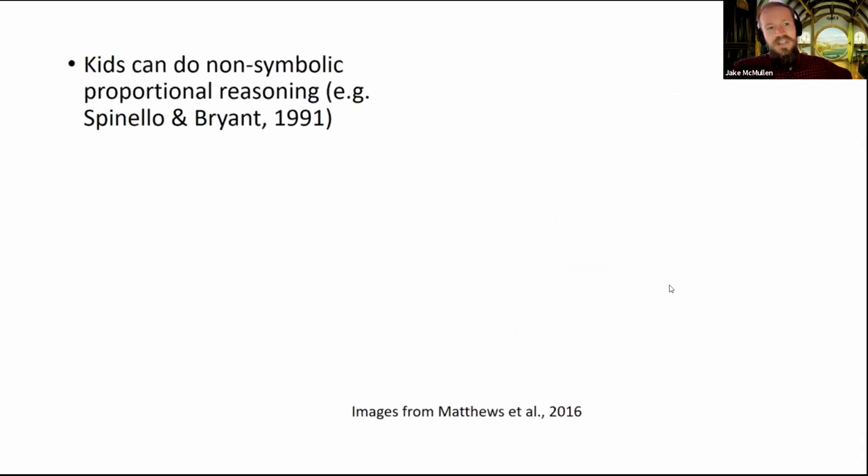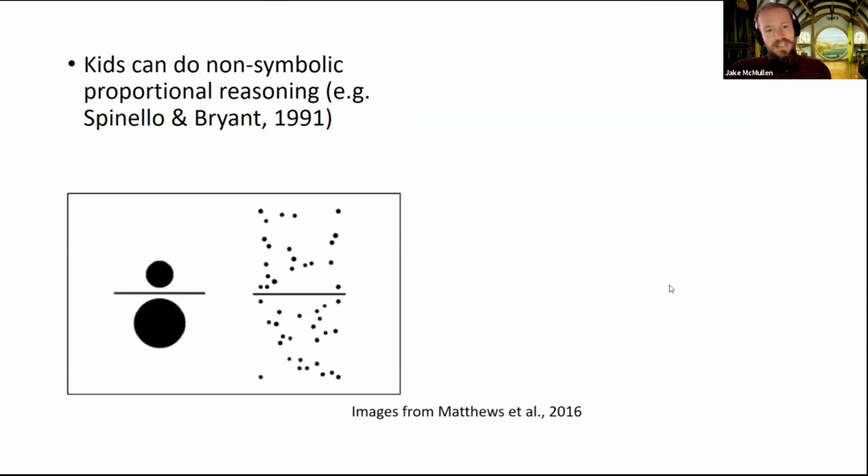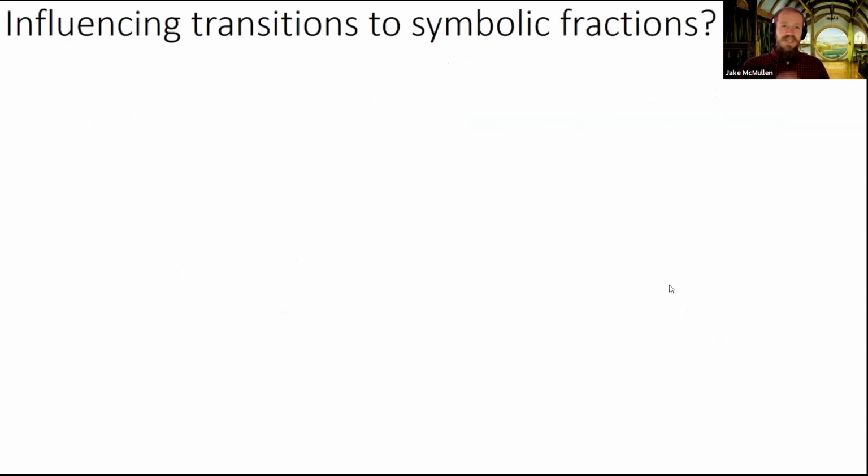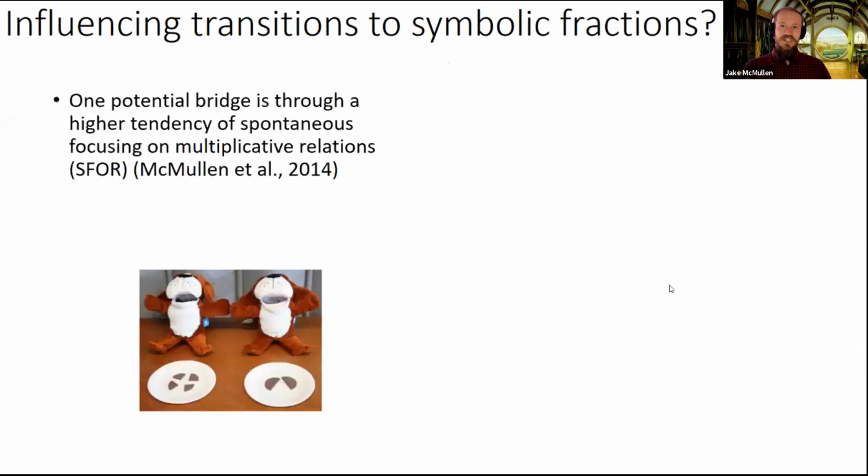The basic premise here is that kids do have some non-symbolic proportional reasoning skills, even in early childhood, as Percival and colleagues have shown, and I won't go into that in detail, but then they struggle when it comes to the transition to symbolic fractions. One view of examining individual differences in fraction knowledge is looking at the ratio processing system. Our approach looks at it from a different angle, from the perspective of other influences on the transitions to symbolic fractions.